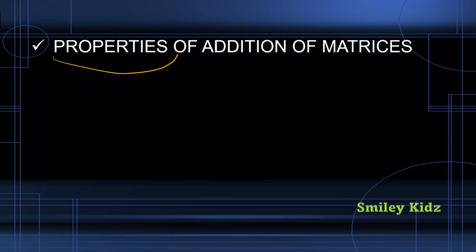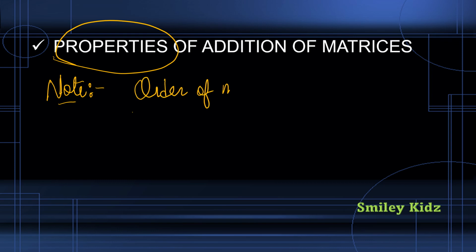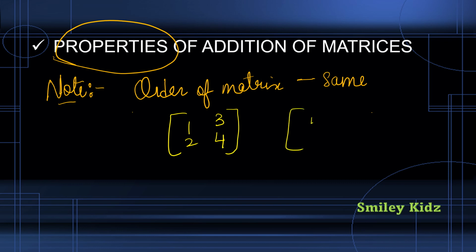Before we begin with the properties of addition of matrices, here are quick things that you must know while solving the addition of matrices. Firstly, the order of matrix must be same for both the matrices that you're going to add. Now let's say I have 1, 2, 3, 4 and I have 5, 6, 7, 8. These two can be added.